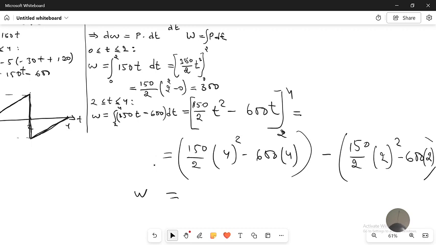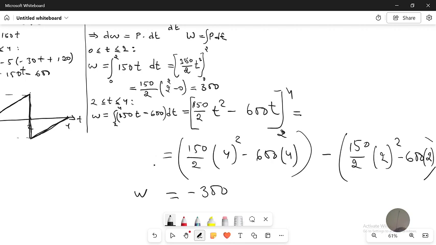If we calculate it, you will get the value. We have 150 by 2 times 4 squared minus 600 multiplied by 4, minus 150 by 2 multiplied by 2 squared minus 600 by 2, which equals minus 300. So now I get minus 300 from 2 to 4.